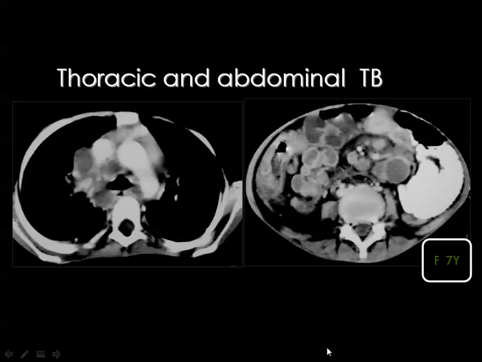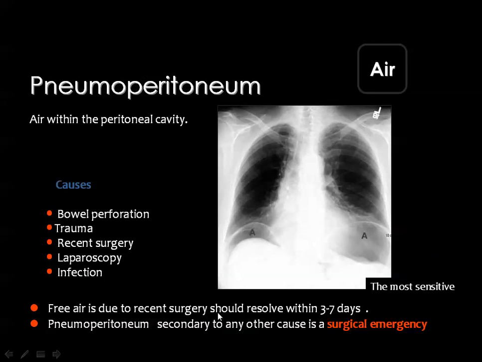This is also tuberculous lymphadenopathy in the chest in a child 7 years old. You see this is the thymus and this is the arch of the aorta. This is the superior vena cava, and you got necrotic lymph nodes in the mediastinum, necrotic lymph nodes in the abdomen, diagnostic of tuberculous lymphadenopathy.